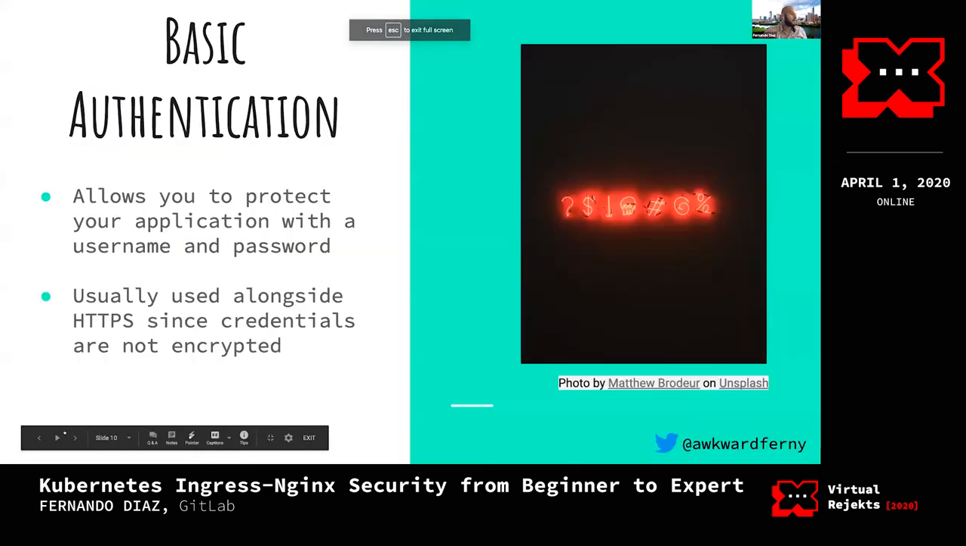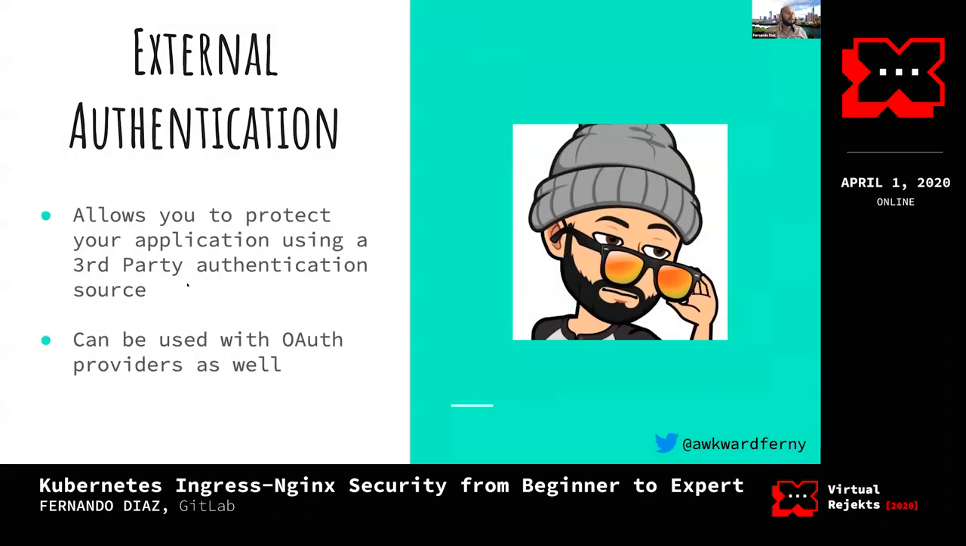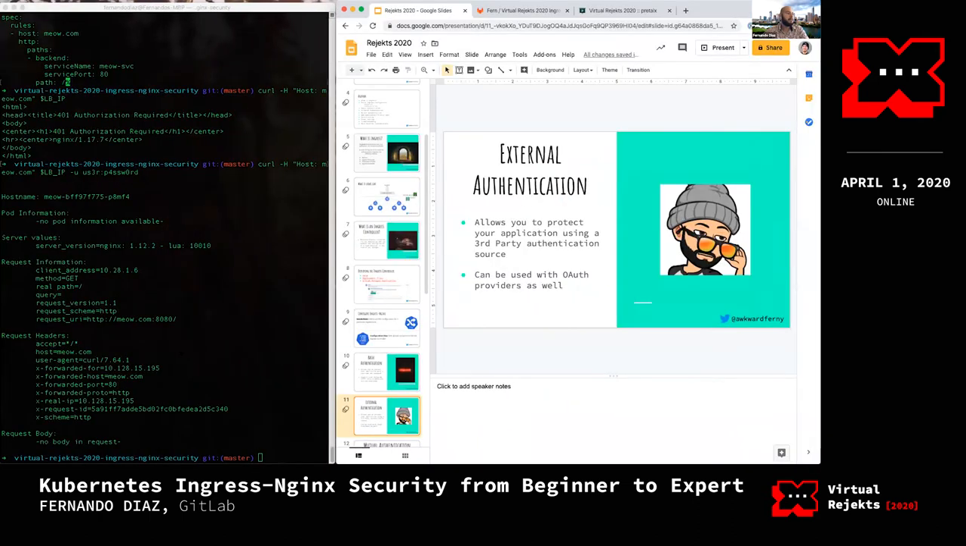Now next, we'll go over external authentication. External authentication allows you to use an external application for authentication. So it's compatible with OAuth. And I'm gonna show you a quick way of getting that set up. In my example, it works pretty much the same as basic auth, but it's using a third party component to support the authentication.